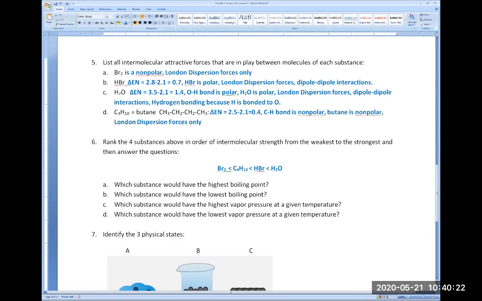So from weakest to strongest, let's just make it the weakest here. Strongest, just to be sure we understand. Okay, so which substance would have the highest boiling point? Because those forces of attraction will delay your change of phase from liquid to gas if there are a lot of forces of attraction, right?